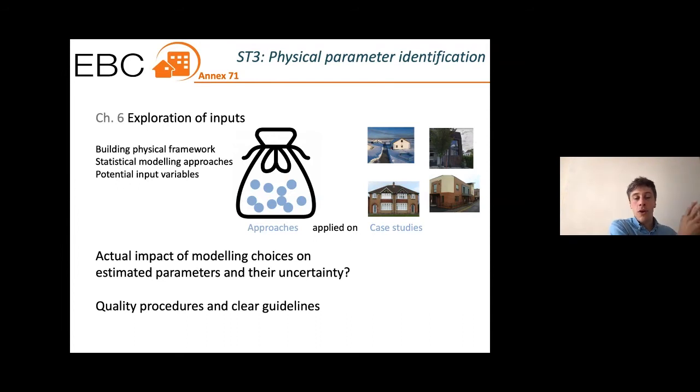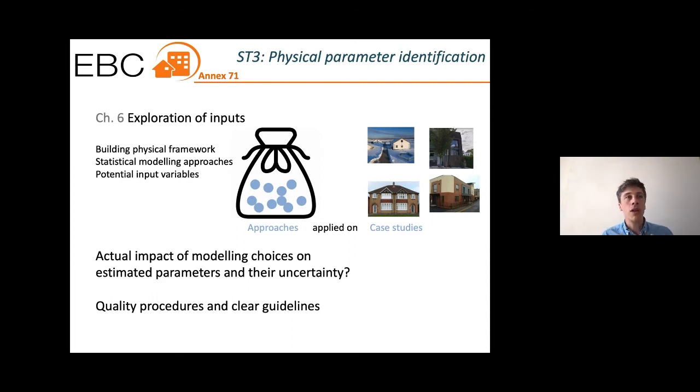So in earlier chapters, we looked at the different input variables that we can take into account when modeling the energy performance of the houses. So we end up with a bag full of simplified or more complex approaches that we can apply on these case studies. So in this chapter, we looked at what is the impact of the different approaches. So how do, for instance, the different approaches for solar gains compare to each other? What is the difference that we introduce by looking at one approach or the other?